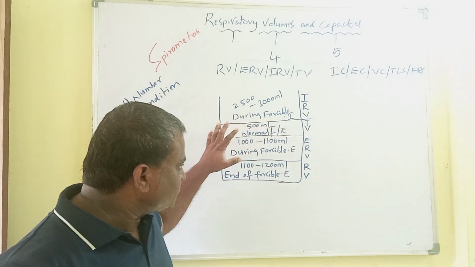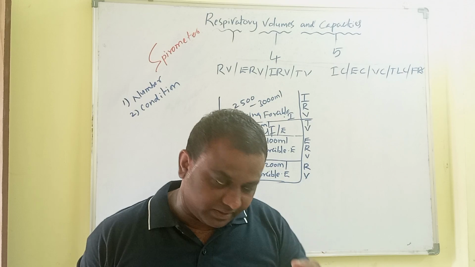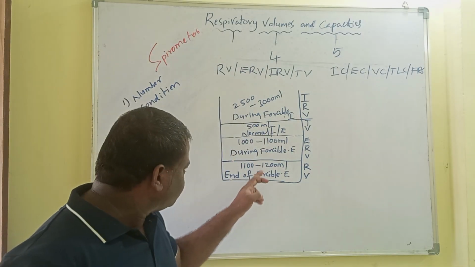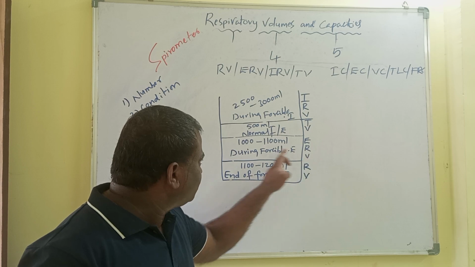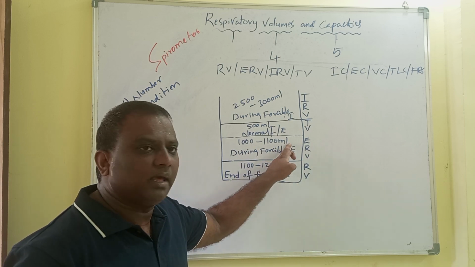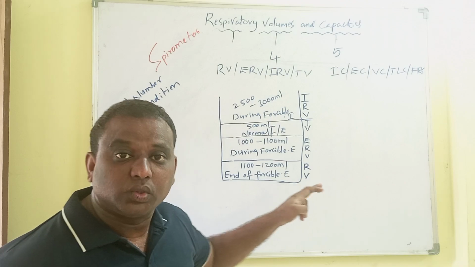So for the 4 volumes, the numbers and the conditions are very important for the exam. There is confusion when it comes to these two numbers. One is expiratory reserve volume, which is 1000 to 1100 ml. Here, residual volume is 1100 to 1200 ml.